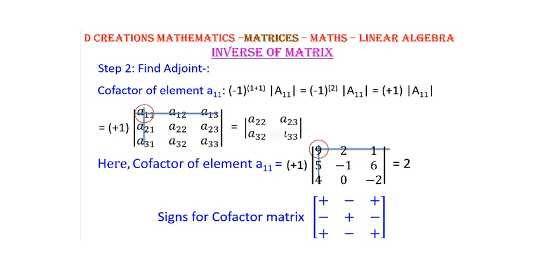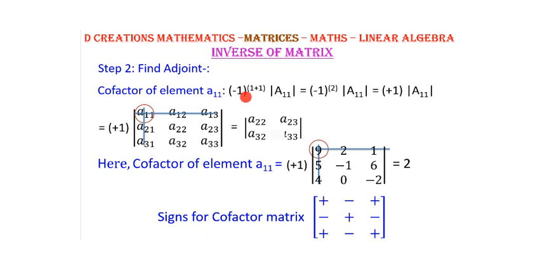Now in order to find the adjoint, we need to find out cofactor. That means we need to find out minor. If you recall, while finding out the minor for any element, say A11, you have to ignore all the elements in that particular row and column, and then take determinant of the remaining elements. And then how do you give a sign to that?